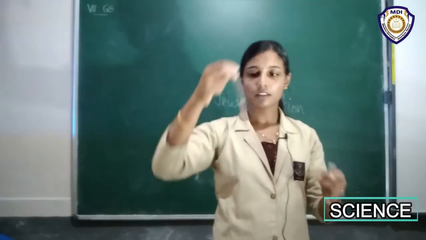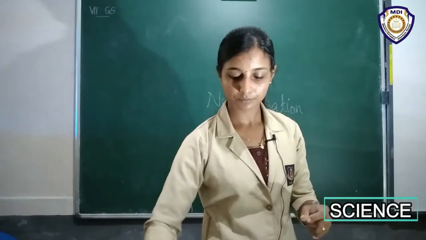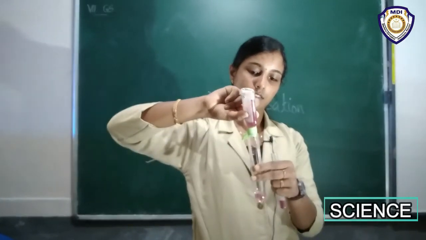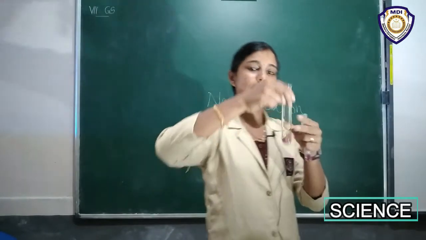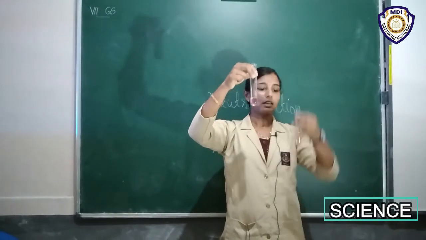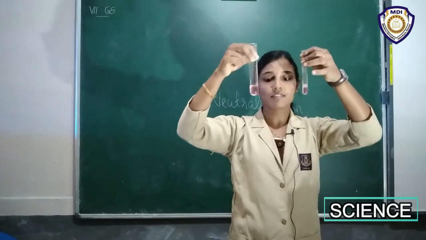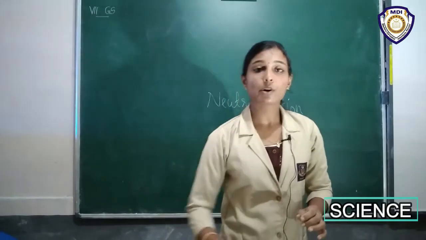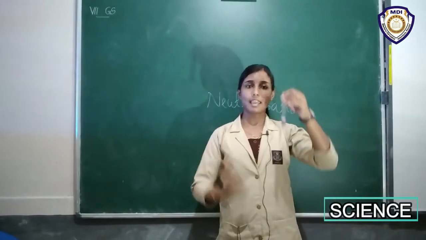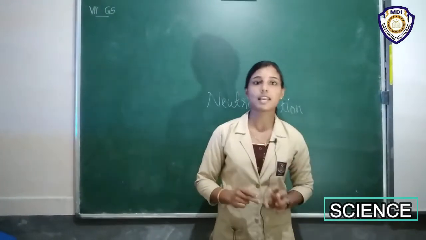Sorry, there is some contamination in this test tube. So this is the actual color of the China rose indicator. You can see both of these are the same, right? That means when I mix equal amounts of acid and base, the color of the indicator returns, right? It comes back. That means a neutralization has happened.